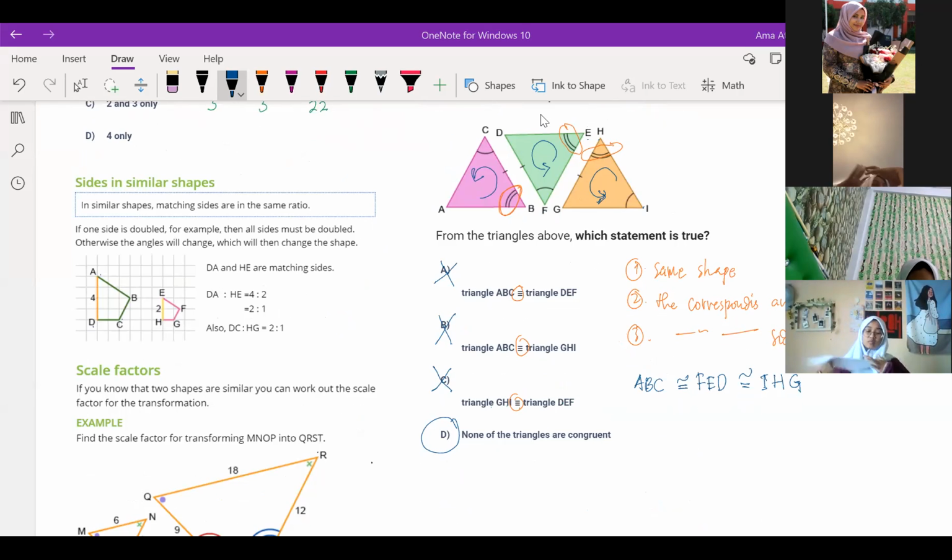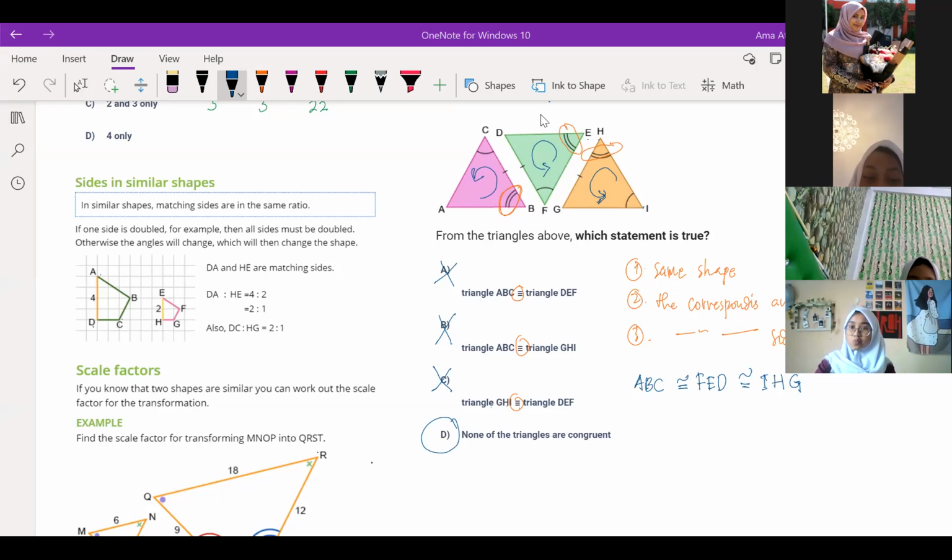So if we have the similar shape like this, this is what we call a quadrilateral because it has four sides, a four-sided polygon. A four-sided polygon is called a quadrilateral. So here, because they are similar, the matching sides are in the same ratio.